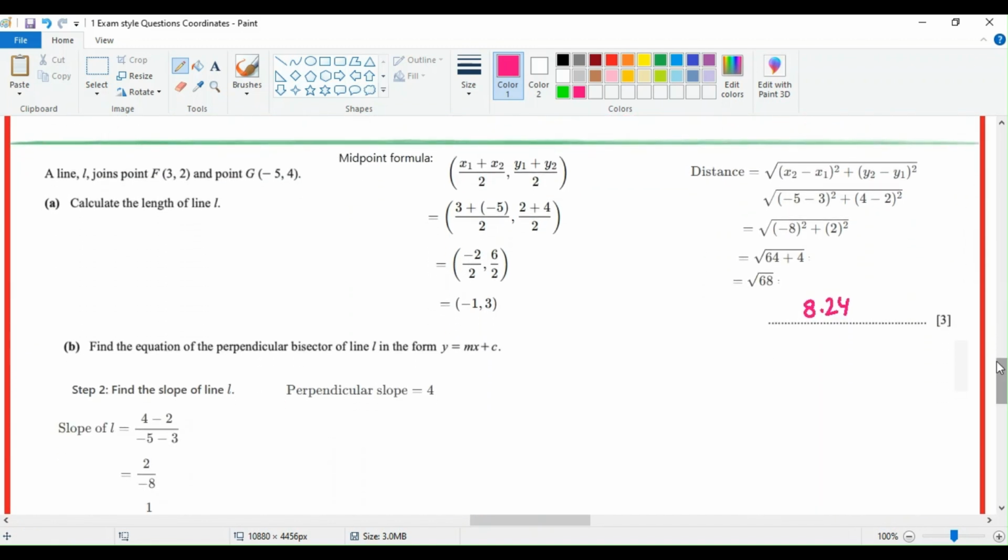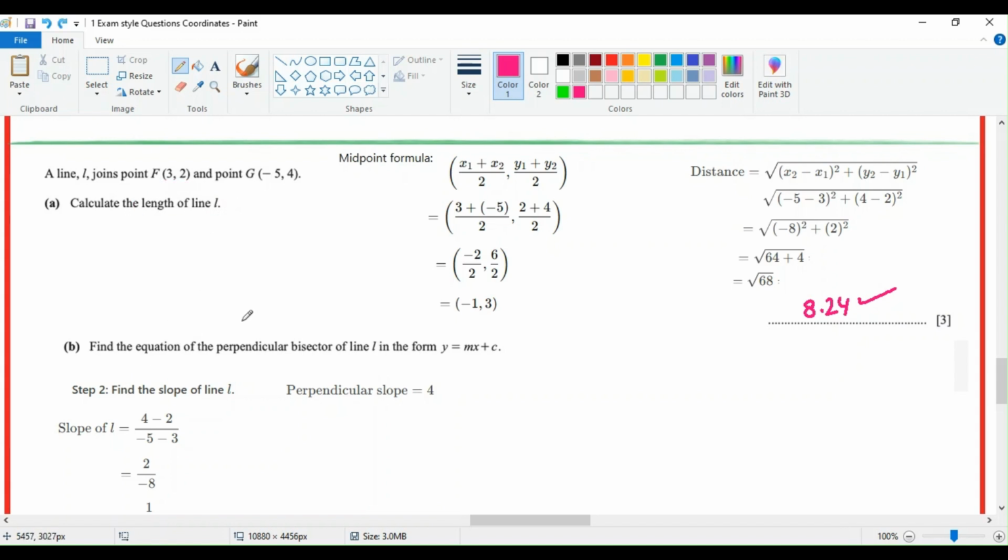In the next one, it says a line L joins the point (3, 2) and point G at (-5, 4). So with this we can use the midpoint formula to find the midpoint of this line. Then we find the distance. We know very well that -5 minus 3 and 4 minus 2 are going to be substituted here, and finally we get √68. So 8.24 is the answer for the first part of the question, which is asking the length of the line.